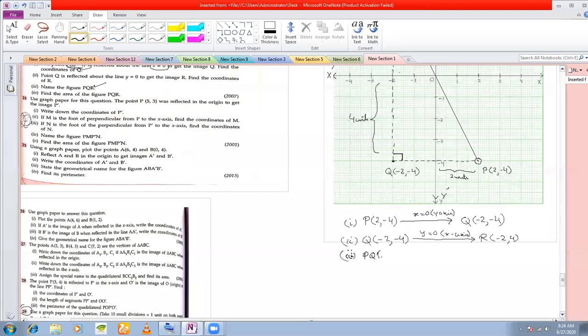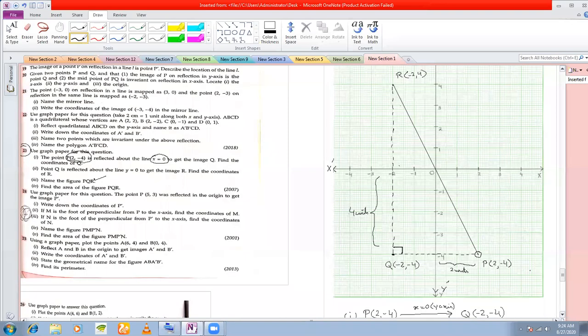PQR is a right angled triangle, and you need to find the area of this triangle. Now see how to find the area. This is 4 units, as I have marked here. This is 4 units. This is also 4 units. So what is the height of this triangle? 4 plus 4, 8 units. What about the base? What is this length? This length is 2 units. This length is also 2 units. That means 4 units.